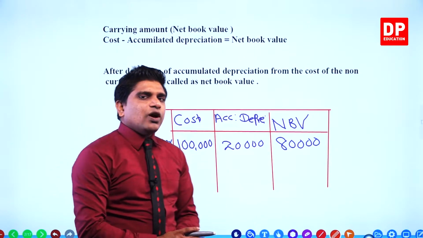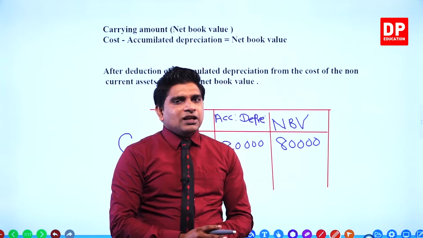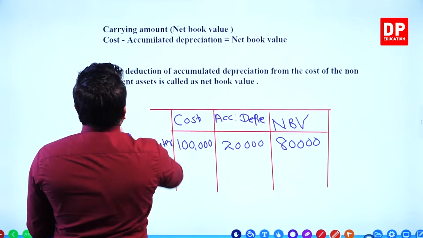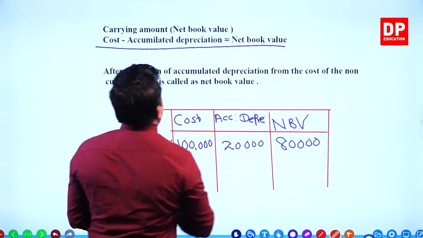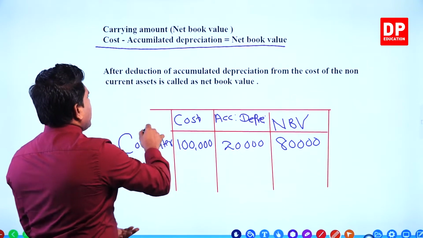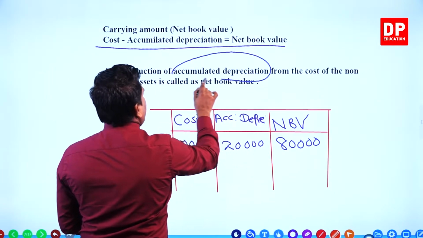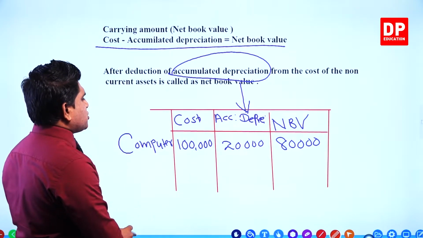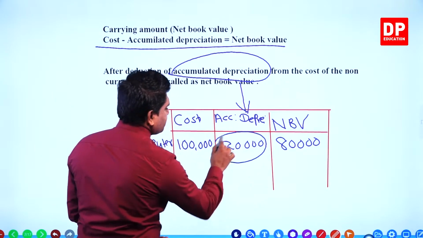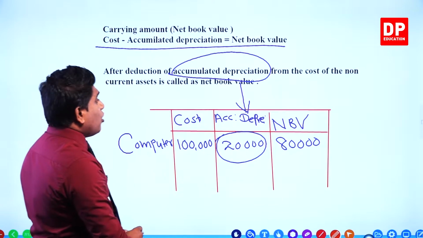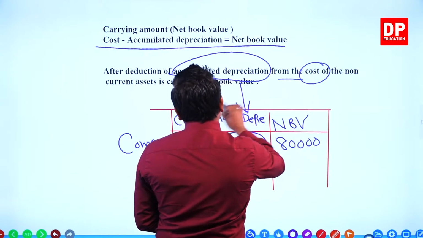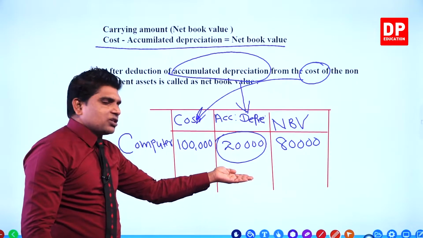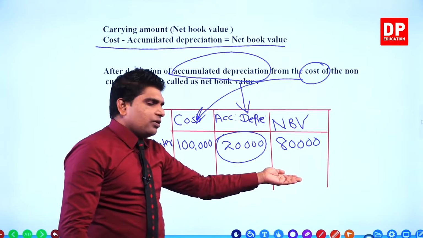Before I give the definition, you understood what is carrying amount. What is the net book value? Remember, carrying amount, cost minus accumulated depreciation. It is net book value. After deduction of accumulated depreciation, you can see in the middle, from the cost, cost is given here. Cost 100,000, accumulated depreciation 20,000, net book value 80,000.